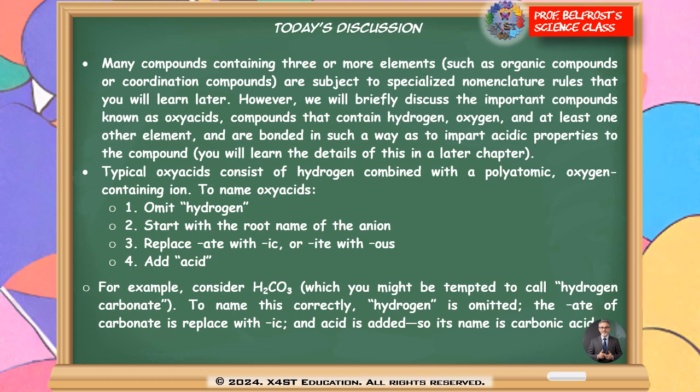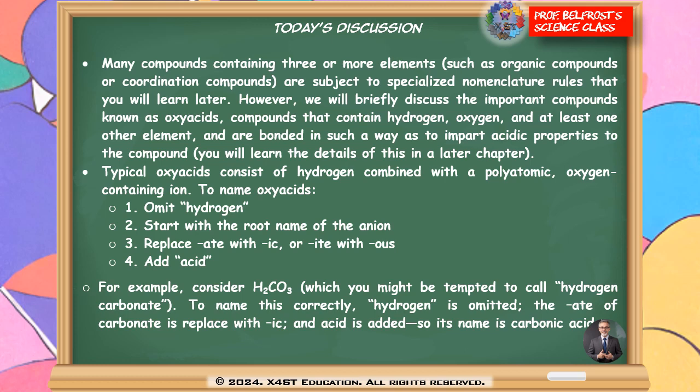Typically, oxyacids consist of hydrogen combined with a polyatomic oxygen-containing ion. So how to name these? First, omit the hydrogen. Second, start with the root name of the anion. Third, replace the -ate with -ic or -ite with -ous. And fourth, add the word acid after it.